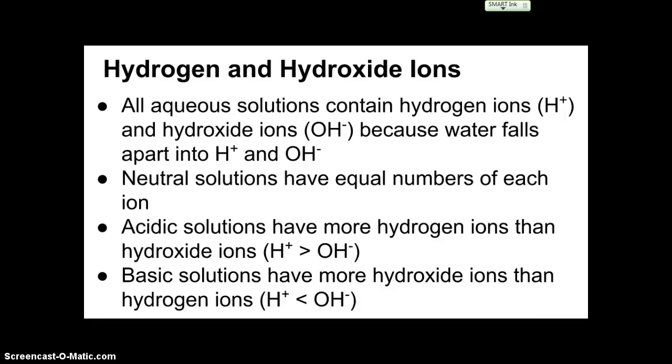So neutral solutions like water have equal numbers of each ion. If all of your water molecules broke apart into H+ and OH-, you'd have exactly the same number of each, and that's what's considered a neutral solution. Acidic solutions have more hydrogen ions than hydroxide ions, while basic solutions have more hydroxide ions than hydrogen ions. And that's what gives them these different characteristics of tasting sour or tasting bitter, but allows them both to be good conductors of electricity.